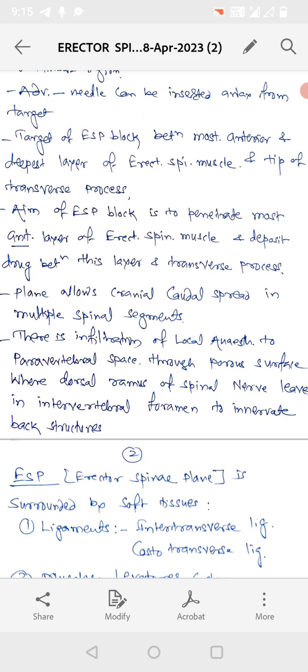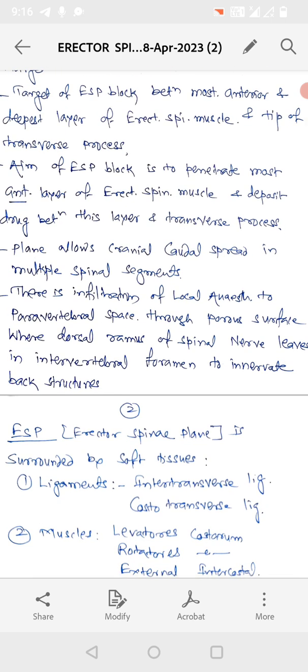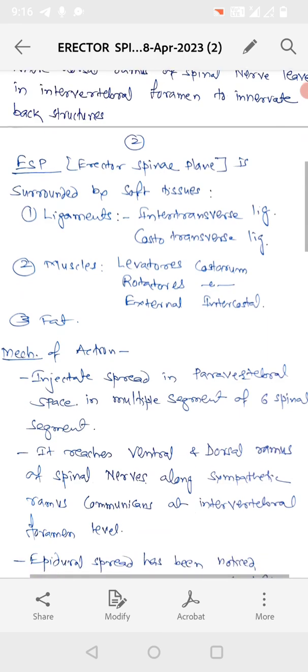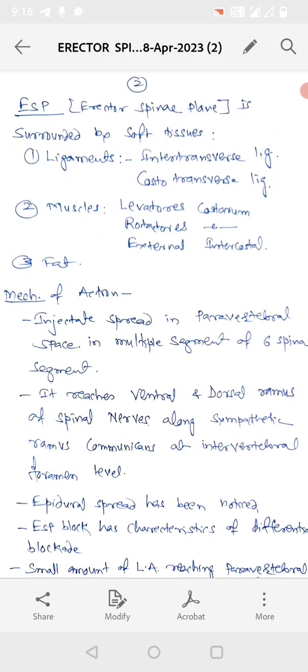The plane allows cranial and caudal spread of the local anesthetic drug, and it spreads to multiple spinal segments. There is infiltration of local anesthetic to the paravertebral space through the porous surface, where the dorsal ramus of the spinal nerve leaves the intervertebral foramina to innervate back structures. The erector spinae plane is surrounded by soft tissues. It is surrounded by ligaments, muscles and fat.